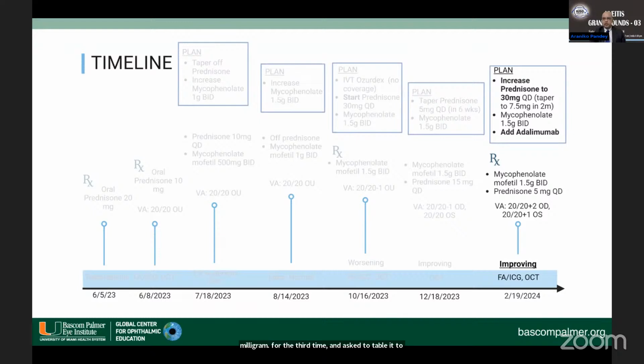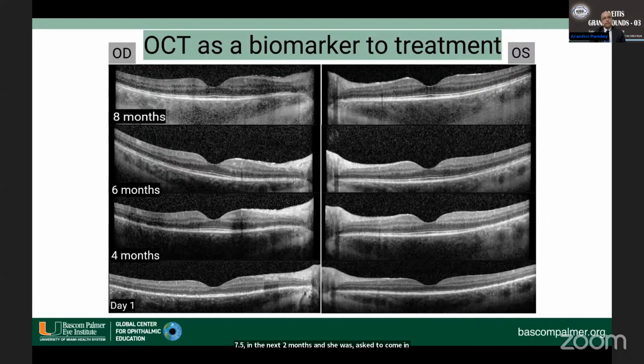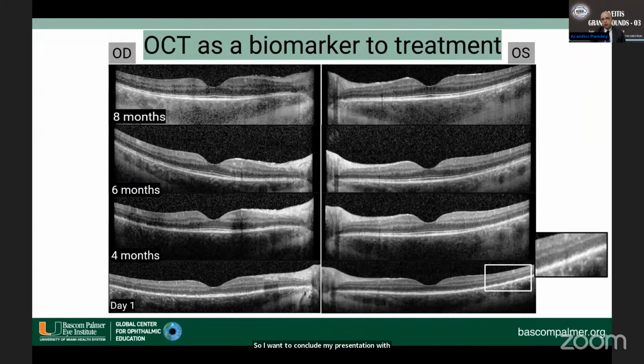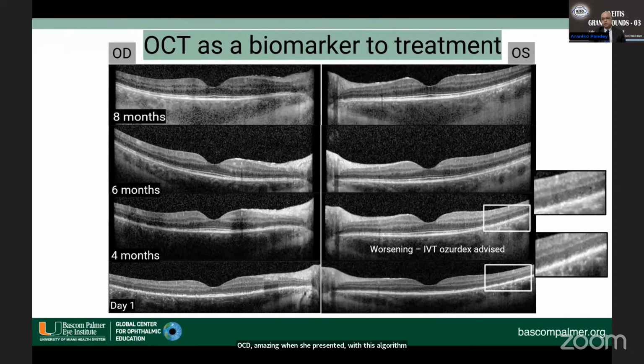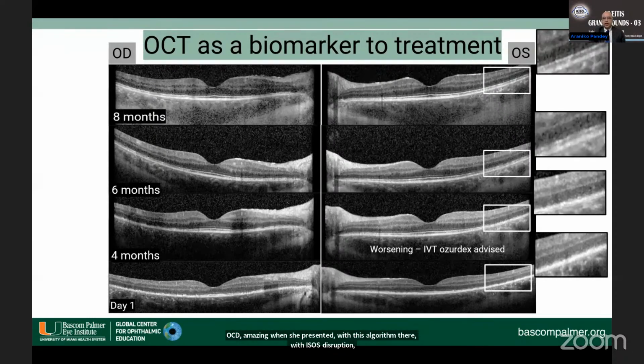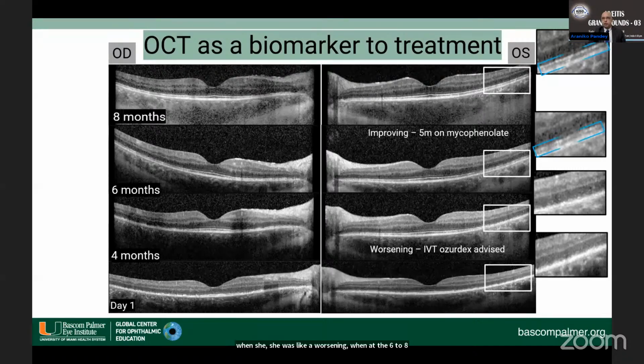She was asked to continue the mycophenolate, and now she was added the adalimumab. So I want to conclude my presentation with this serial OCT imaging when she presented with this outer retinal layer with ISOS disruption. When she was worsening at 6 to 8 months, when she was already around 5 months on mycophenolate, she started to improve with resolution of the ISOS junction that you can see over in the picture.